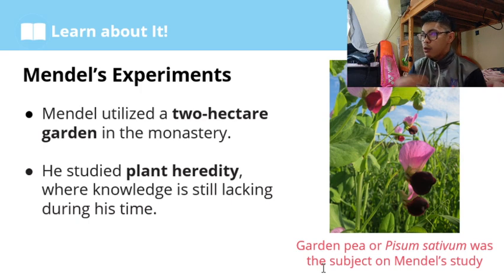So, anong nangyari dito? May garden po kasi si Gregor Mendel. And Gregor Mendel is actually, kasi sa monastery, aside from praying and studying the Bible and studying spirituality, religiosity, ang pastime niya is try to make a garden at the backyard. And meron siyang 2 hectare garden sa monastery niya. Tapos he studied plant heredity where knowledge is still lacking during his time.